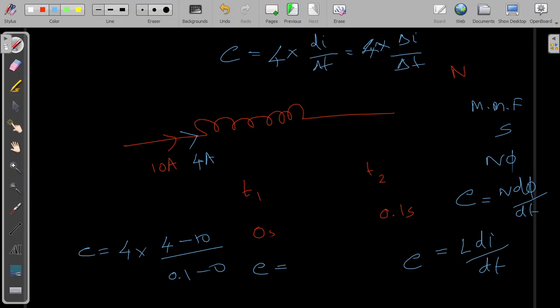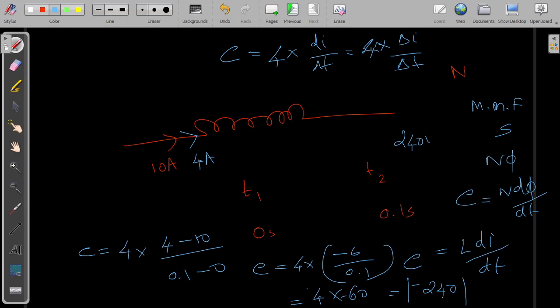That means E will be equal to 4 into minus 6 divided by 0.1, that is 4 into minus 60, which equals minus 240. Actually, the examiner asked you to find the magnitude of the induced EMF, so you have to take the modulus value, which is 240. This is the answer.